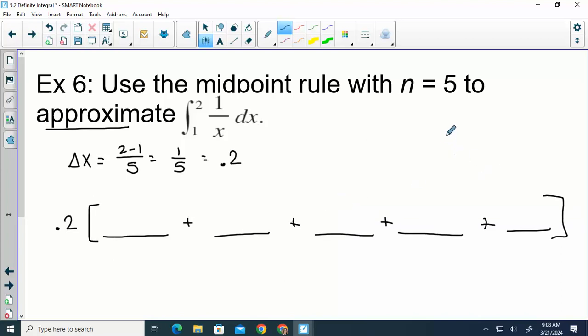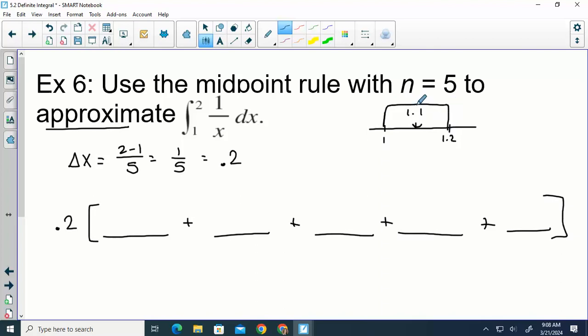So we have to figure out what the first one would be. This interval started at 1. The change in x is 0.2, so it ends at 1.2. So the midpoint, what is the middle of 1 and 1.2? 1.1. Because we want the midpoint rule, if you started at 1.2, that would be like doing a right hand sum. You'd be picking the right hand. But we know that each of our rectangles would have a width of 0.2. So the first rectangle will start at 1 and end at 1.2.